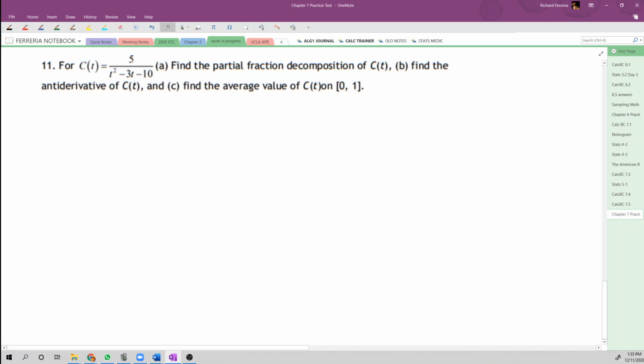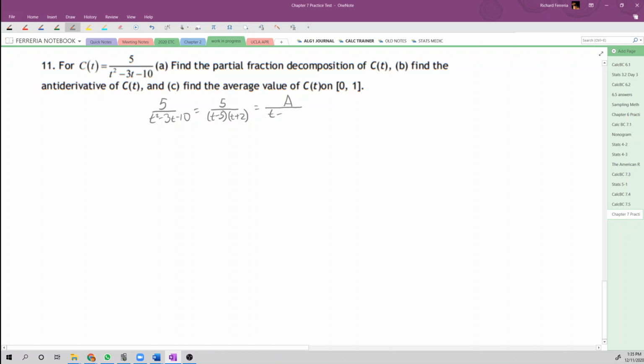Three-part question here today, for C: find the partial fraction decomposition, then find the antiderivative, and then find the average value. So let's start with the partial fraction decomposition. C is 5 over t squared minus 3t minus 10. Factor that. I think that's t minus 5 and t plus 2. And then set up the partial fractions.